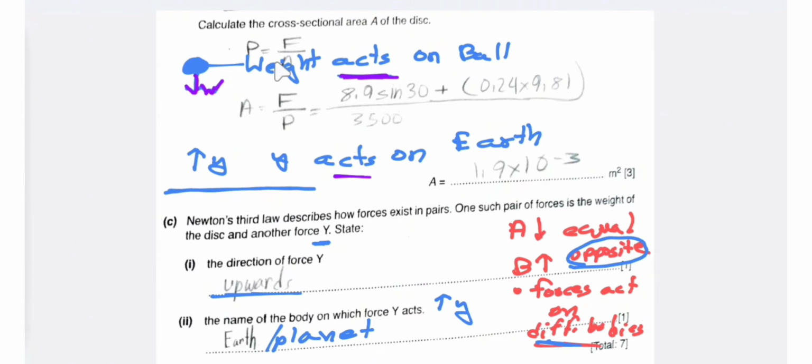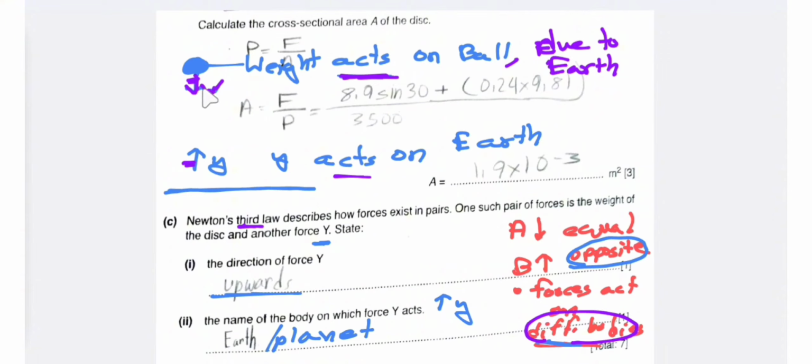Here we can say these are Newton's third law forces, that means they are equal in magnitude, acting in opposite directions, and acting on different bodies. So the forces must act on different bodies. The weight is acting on the ball, so force Y must act on the earth. Why the earth and not another object? Because weight acts on the ball due to the gravity of the earth.